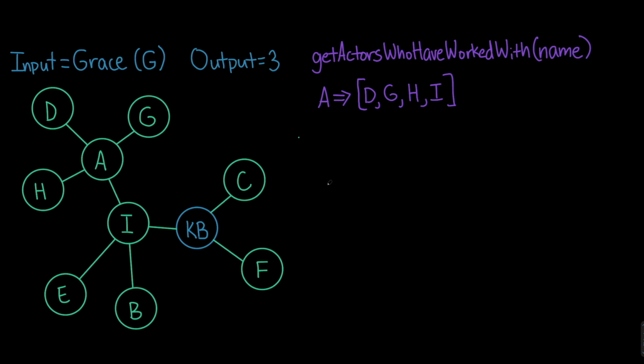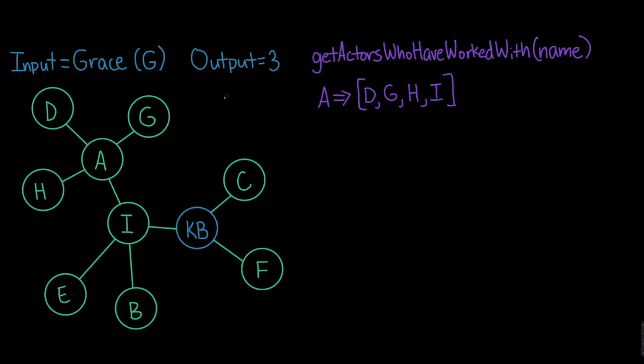So, to understand this question, there are a few moving parts. Your input is going to be an actor. For our example, I'm just using a person named Grace. Your output should be the bacon number of that actor. So the bacon number is defined as the minimum number of degrees of separation between an actor and Kevin Bacon.